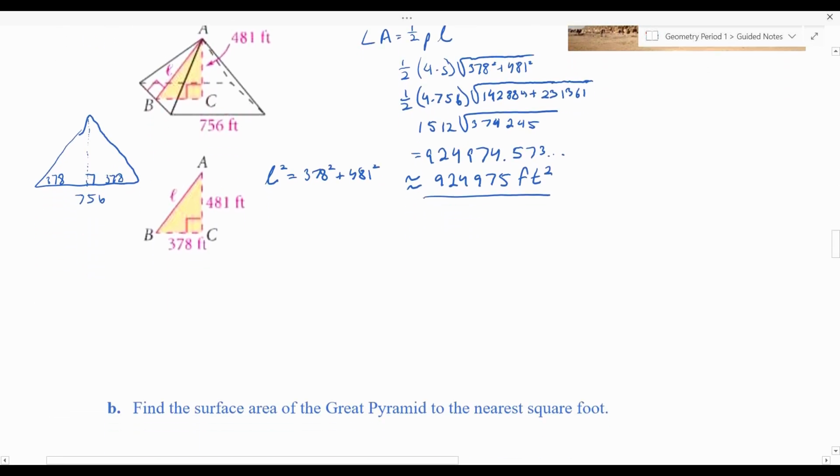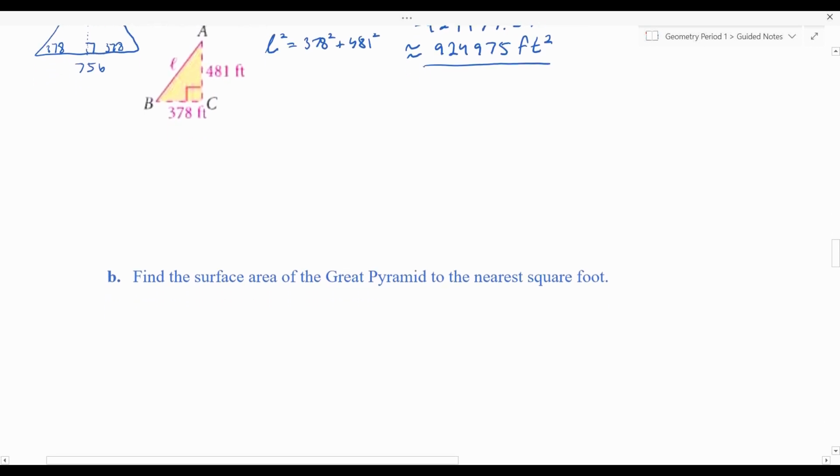Your part of the problem, part B, and I'm going to leave it there because we're going to be reusing that number. Find the surface area of the Great Pyramid to the nearest square foot. Good luck with this.